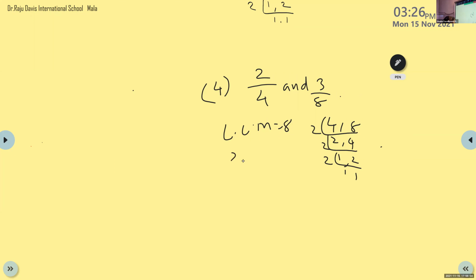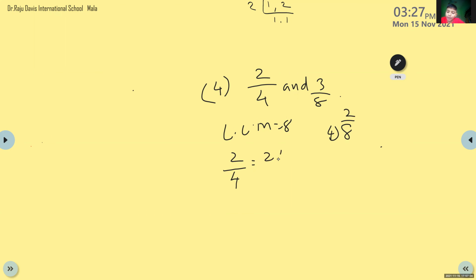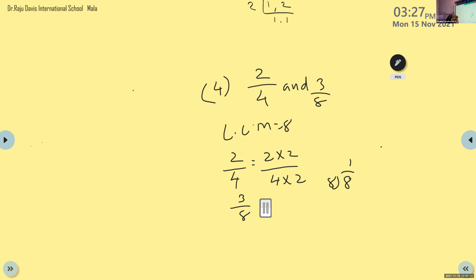Then take the first fraction, 2 by 4. Now you have to divide 8 by 4. You will get the answer as 2. So 2 into 2, 4 into 2. Second fraction you take, 3 by 8. You have to divide 8 by 8, you will get 1. 3 into 1 divided by 8 into 1.